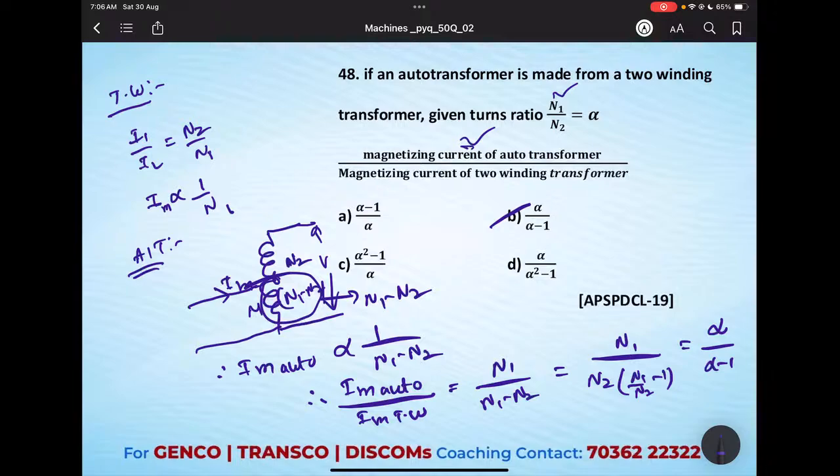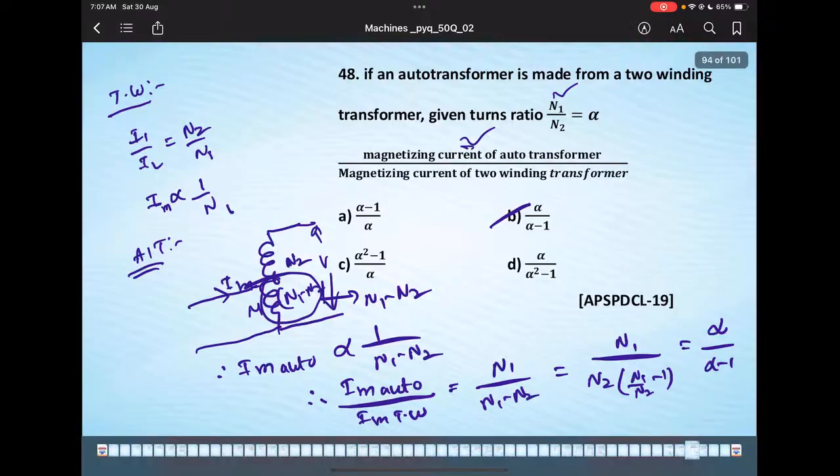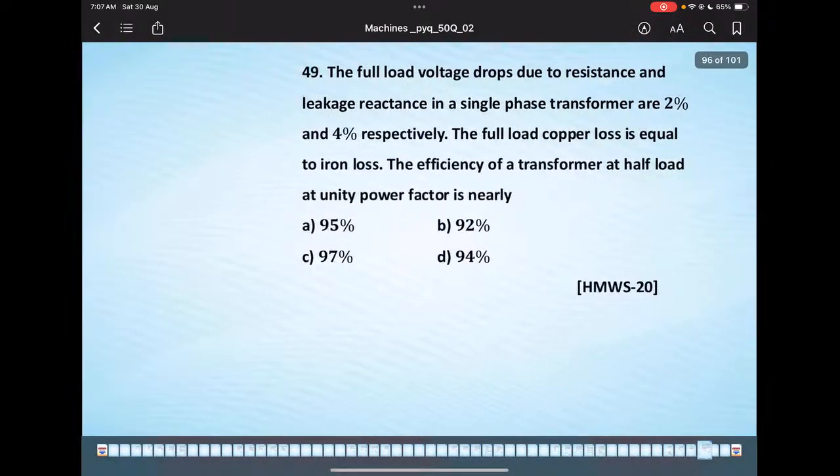Is it clear? Okay, so if you are strong at basics, I came from the basics only. I derived the equations, and based on the requirement of our question, I substituted our given data, and we got the answer as B. Let's move on to the next question.